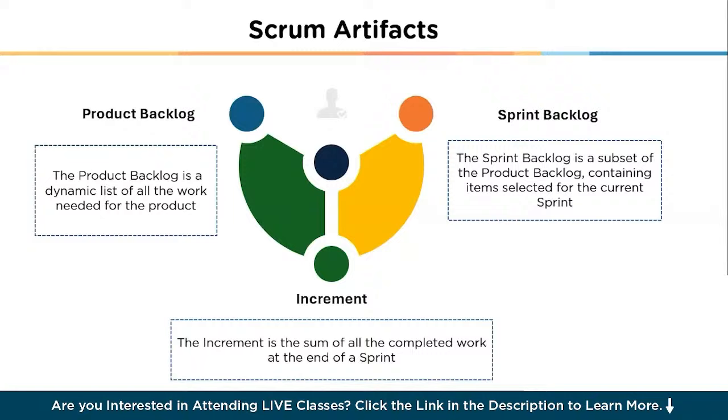Then we have increment. Increment is the sum of all the work at the end of the sprint. It represents a potentially shippable product that meets the definition of done, a set of criteria ensuring that work is complete and of high quality.